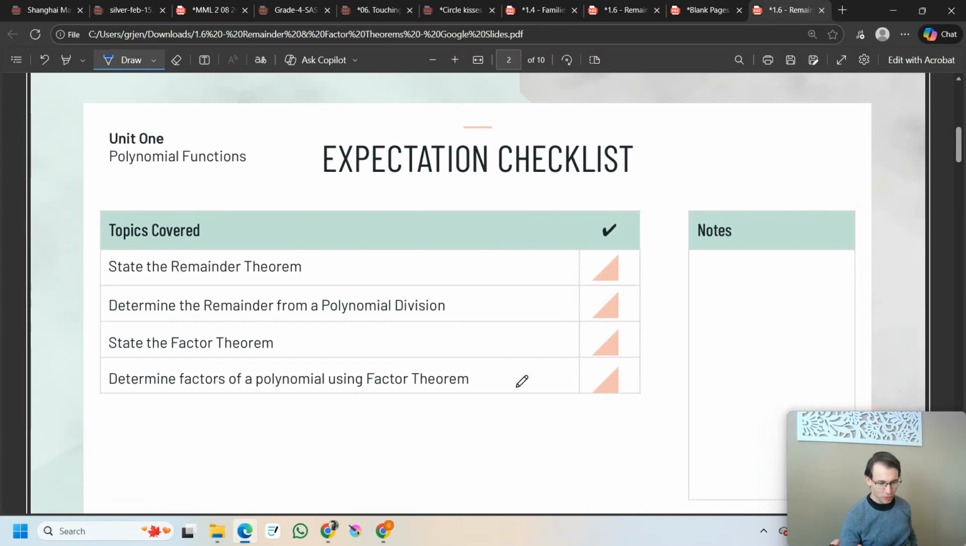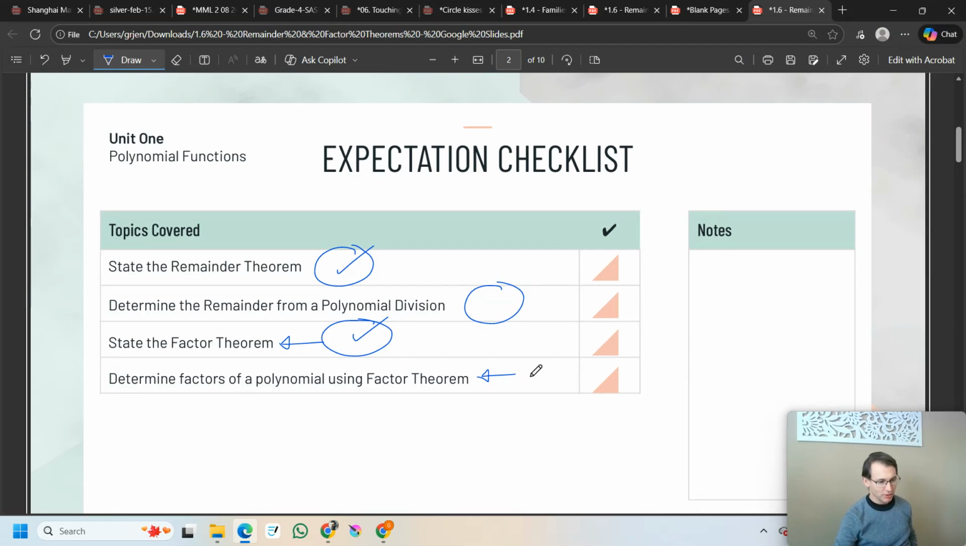All right, so here are your goals. You want to be able to state, understand, and implement the remainder theorem. You want to be able to determine the remainder of a polynomial divided by another, like a binomial, and be able to do that without polynomial division necessarily. And then state the factor theorem as well. Understand the factor theorem and use it. We're going to use this to find the factors of polynomials and begin factoring higher order polynomials.